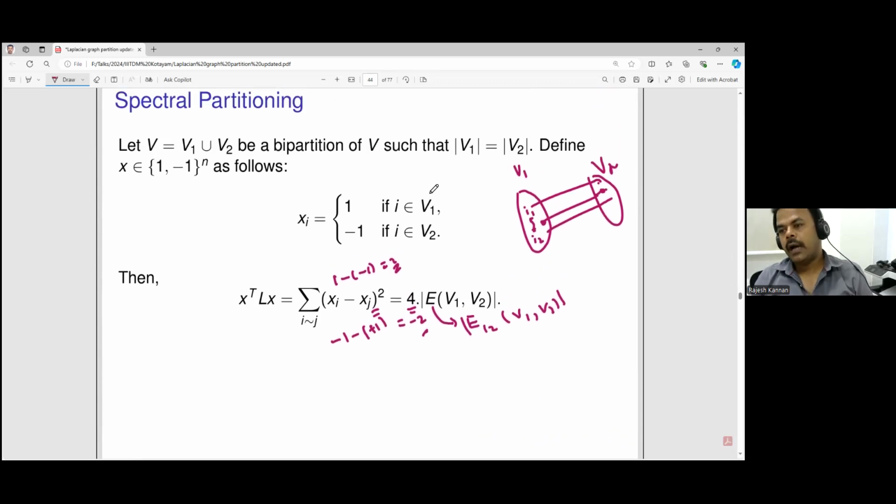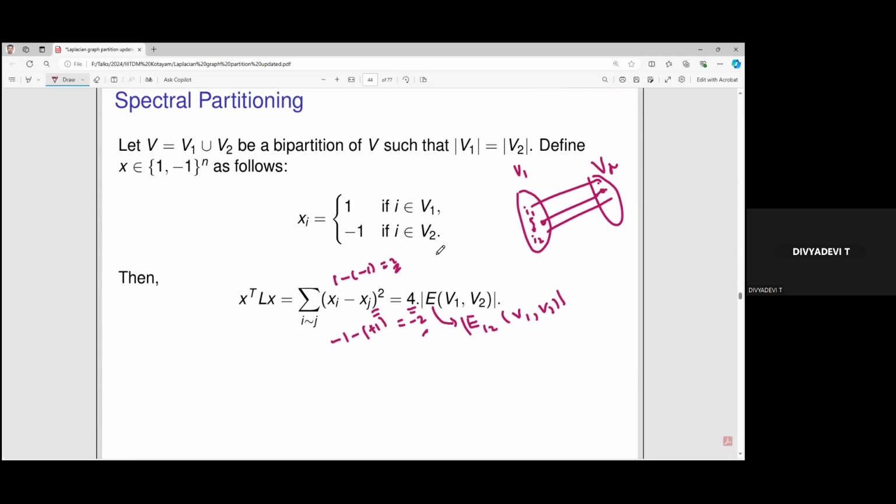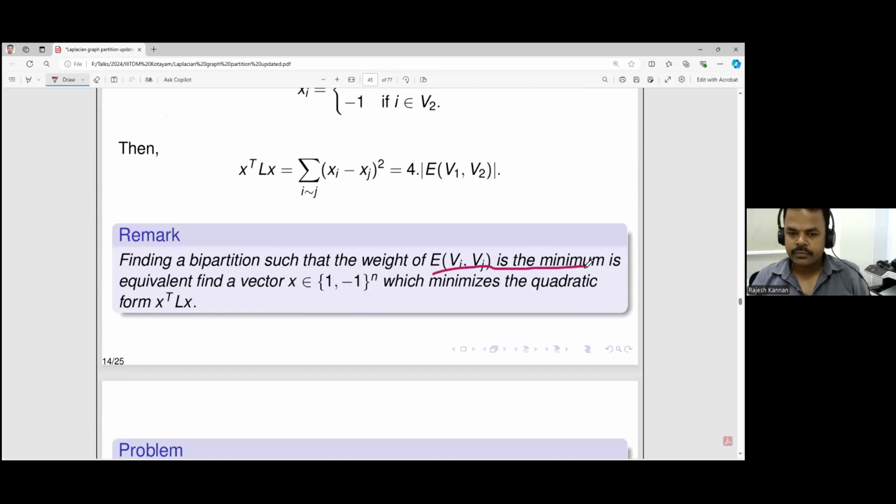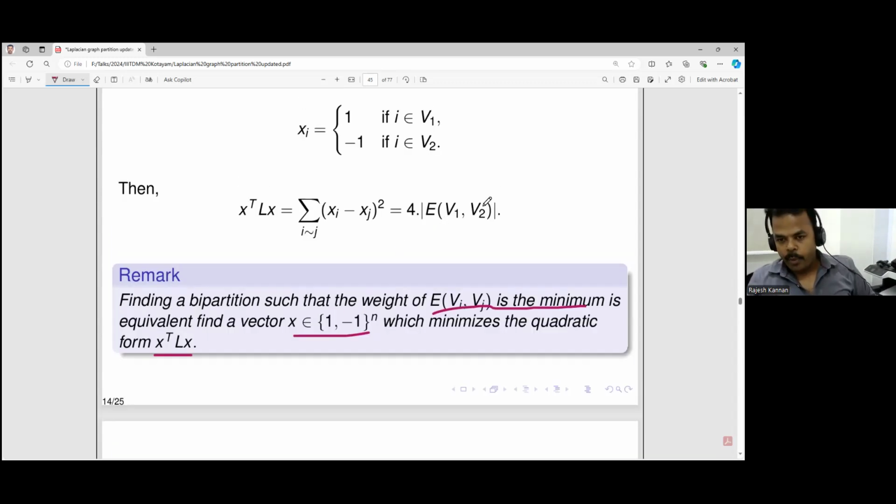The reason is I have to find a bipartition. Given a bipartition, I can associate a +1, -1 vector, and I can revert this process. When I get a +1, -1 vector, corresponding to that I will get a bipartition. So my problem of minimizing E of V1, V2 will be minimum only when the corresponding quadratic form X transpose LX, where X is a +1, -1 vector in R^n, is minimum. This is the important step, I would say: transforming this combinatorial problem into an optimization problem. The number of crossing edges is minimized where this quadratic form is minimized over this constraint set.